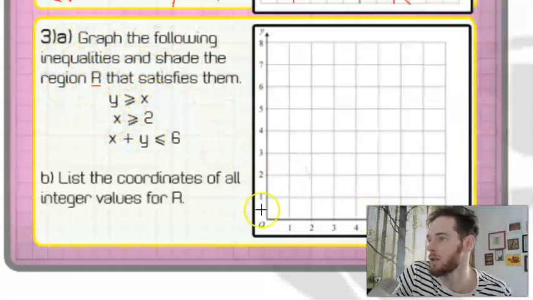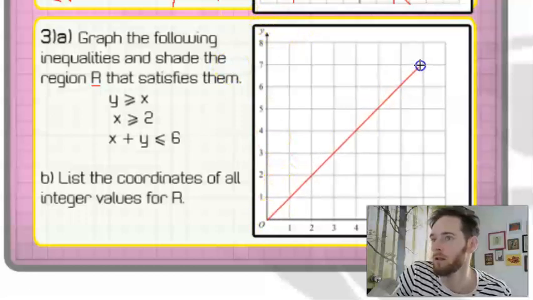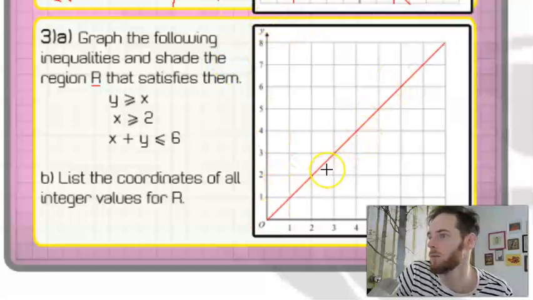So y is equal to x. Right, that's the line that we could draw there. So y equals x, that's an easy one. I told you this would come in handy in the y equals x video that I did, which was graphing equations of lines. That would come in handy.